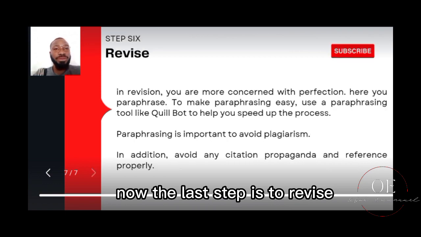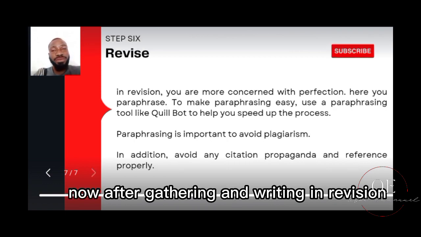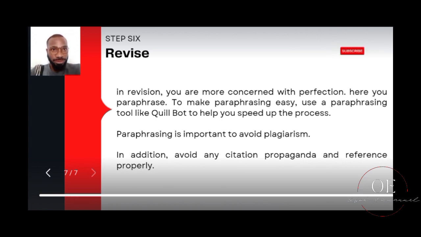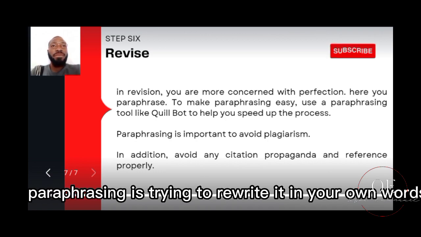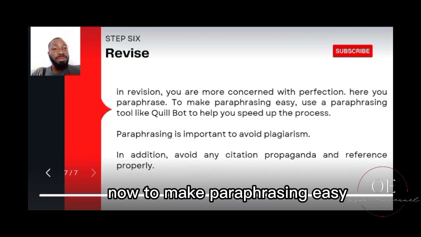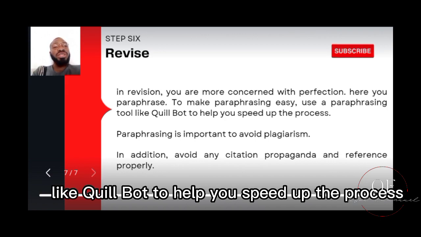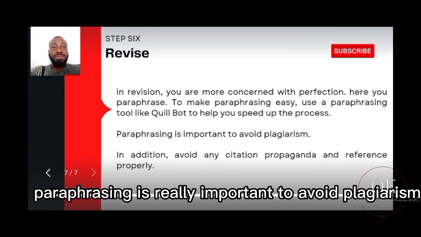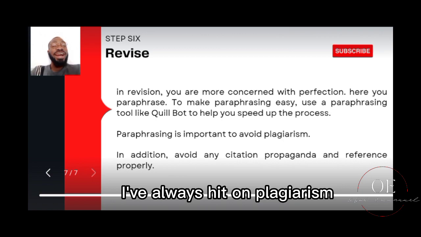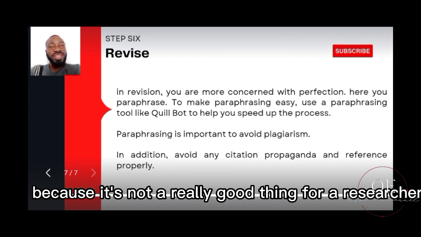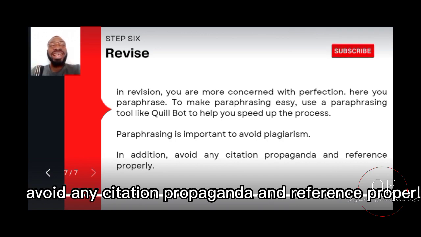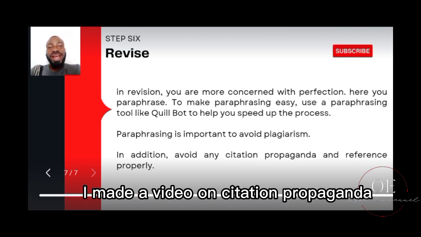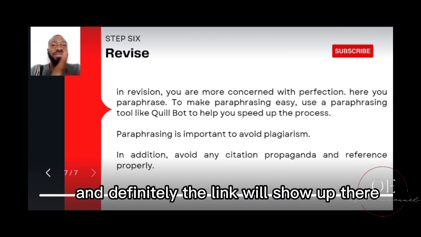Now, the last step is to revise. After gathering and writing, in revision, you are more concerned about perfection. In this place, you paraphrase. Paraphrasing is easy. Paraphrasing is trying to write it in your own words. To make paraphrasing easy, use paraphrasing tools like Quillbot to help you speed up the process. Paraphrasing is really important to avoid plagiarism. I've always hit on plagiarism because it's not a really good thing for a researcher or for a student, so it's not good to plagiarize. In addition, avoid any citation propaganda and reference properly. I made a video on citation propaganda, and definitely the link will show up there.